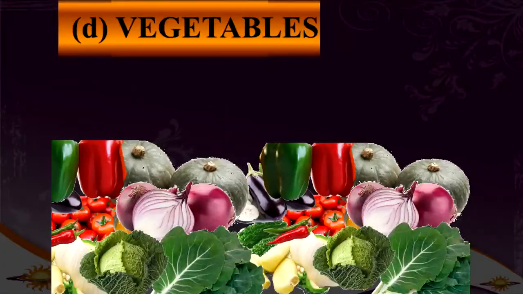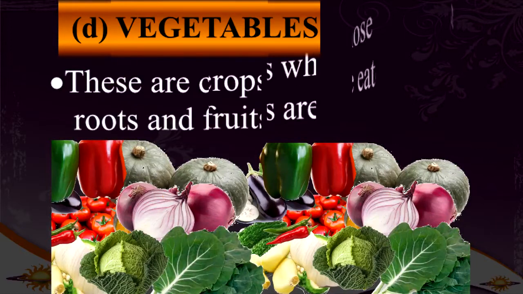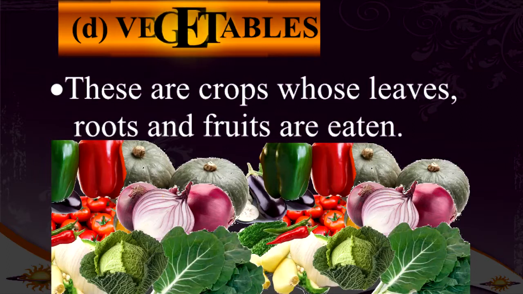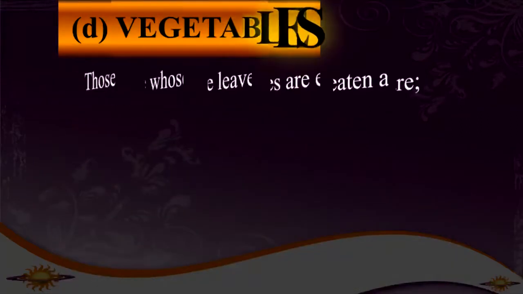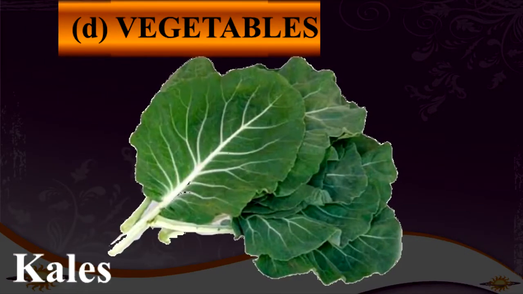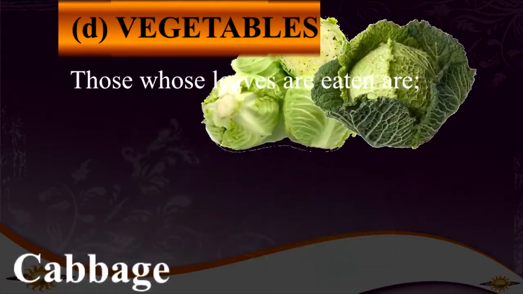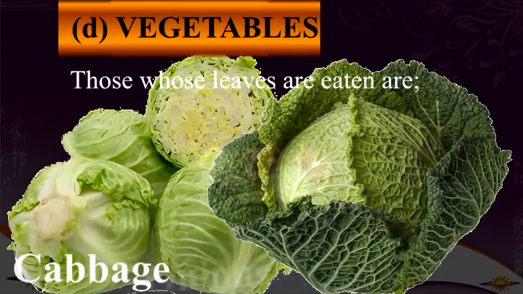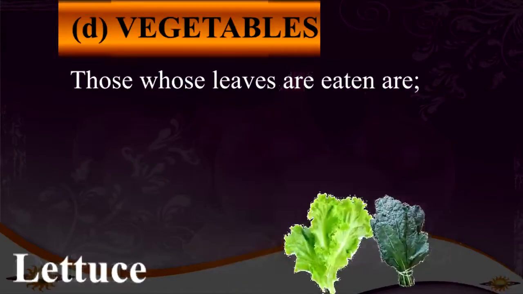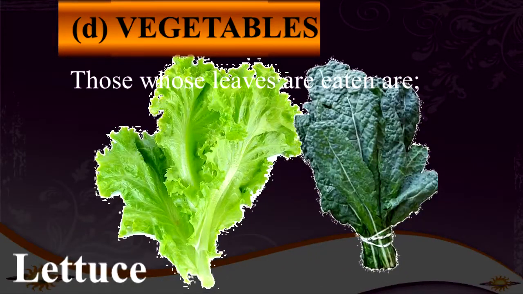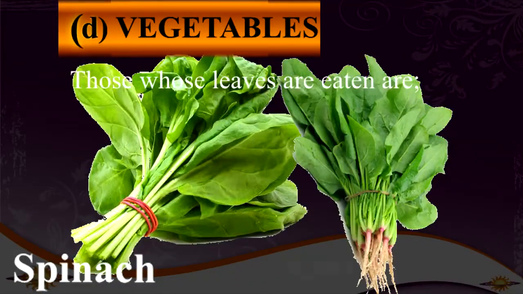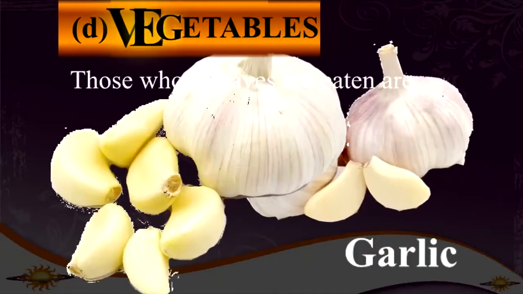Vegetables. Vegetables are crops whose leaves, roots, or fruits are eaten. Those whose leaves are eaten include kales, cabbages, onions, lettuce, spinach, and garlic.